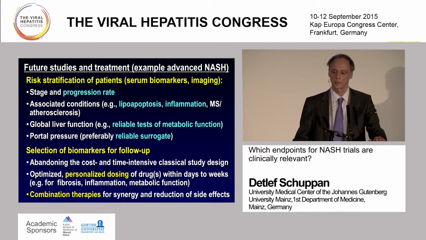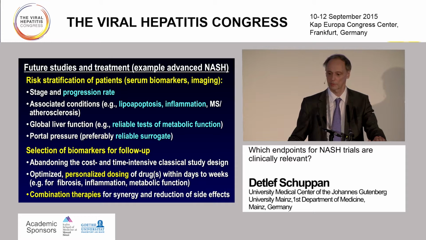And then you would look at global liver function, and for that we would also need more reliable tests. We don't have good liver functional tests. And in advanced patients, of course, portal pressure, but also for that we would need better surrogates, because everything is invasive and not easily reproducible between centers in terms of portal pressure measurement.